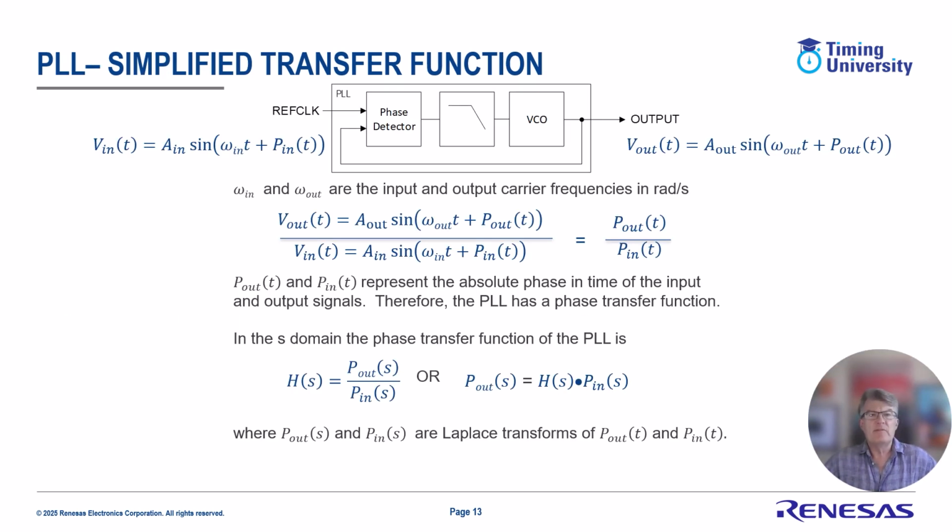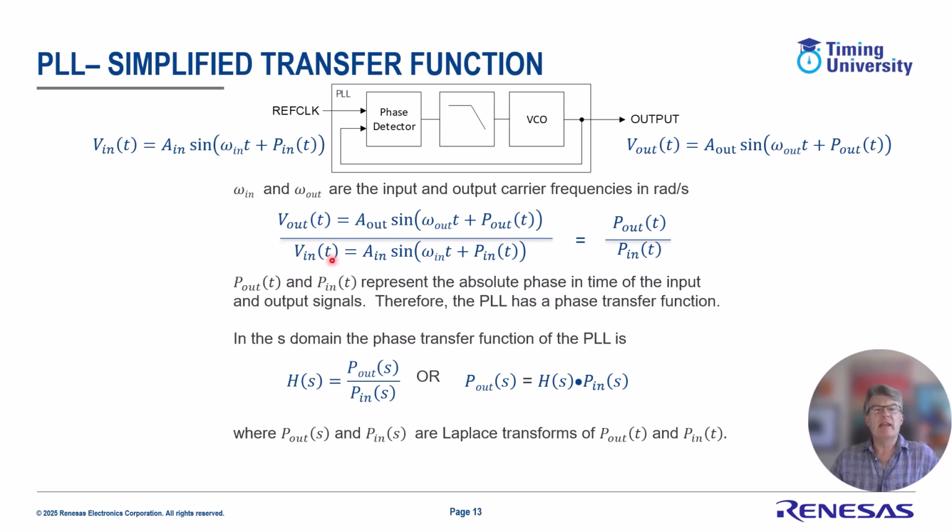So the simplified PLL transfer function goes as follows. We have some input voltage, an amplitude times sine of omega in t plus phase in of t. And then the output is similar, except the output voltage is an amplitude times the sine of omega out t plus the phase out of t, where the phase out and the phase in are the absolute phase in time of the input and output signals.